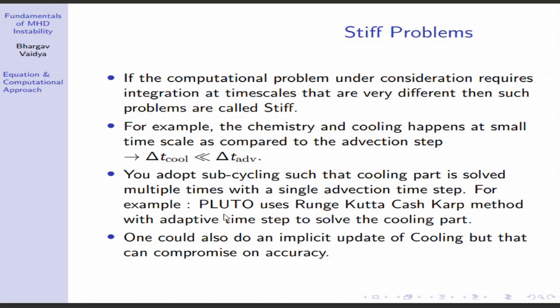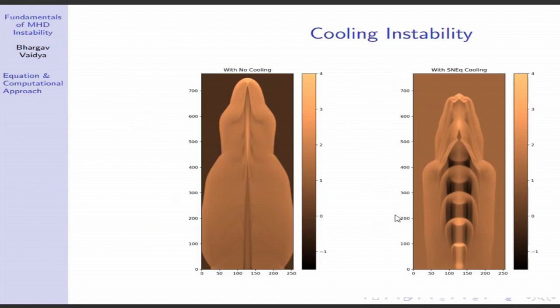So the question is, all of this is so complicated. Do we see any difference in any problem because of adding this cooling? Why do we want to do this? What is the important thing? I have an image of a jet problem, a test problem of Pluto, a Mach 5 MHD jet. On the left-hand side, it is done without cooling. No cooling, just MHD. You can clearly see this feature here. And on the right-hand side, it is done with cooling.